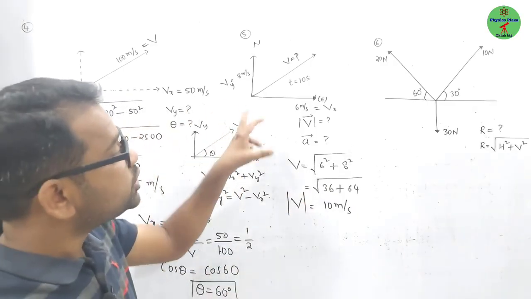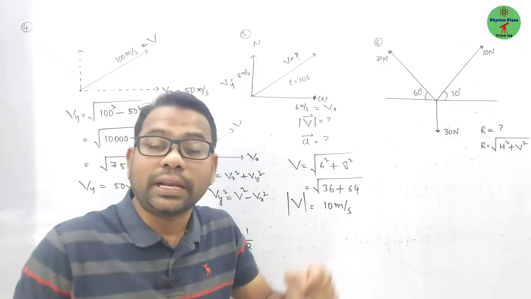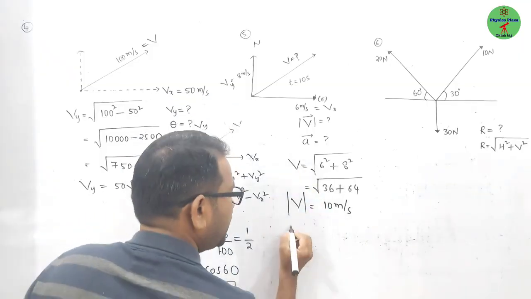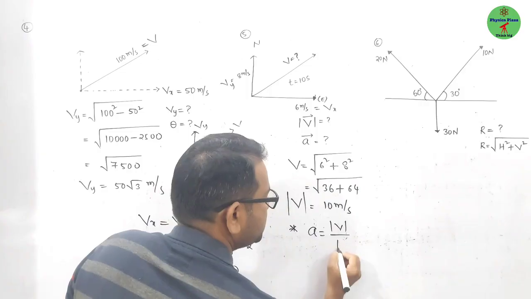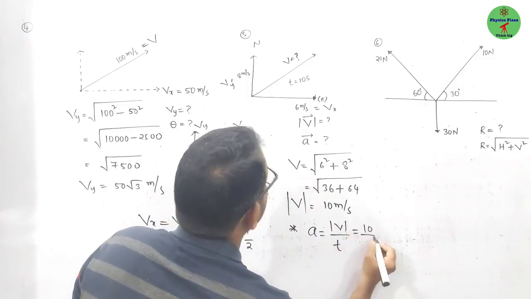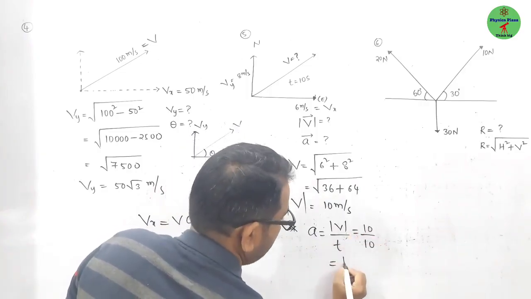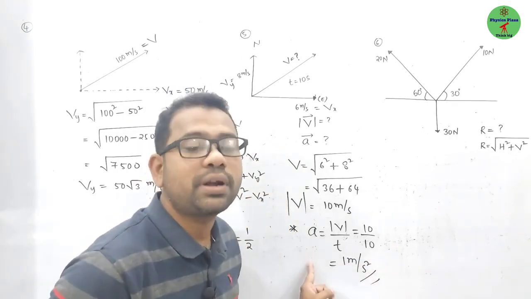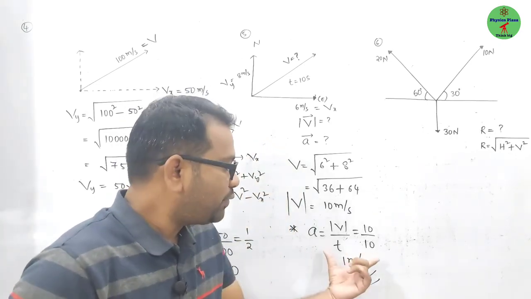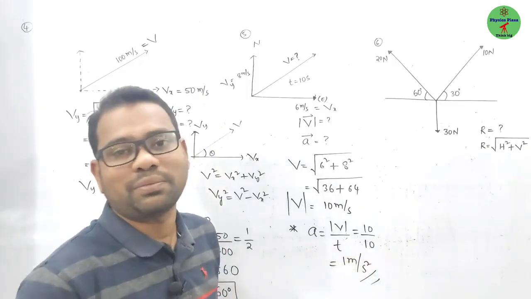Now, as there is a change in the direction of the velocity, definitely it has some acceleration. So how to calculate the acceleration, children? Acceleration is equal to velocity by time. Velocity is given as 10, time is 10 seconds. So here it is 1 meter per second square. It is a simple concept of kinematics. Here you don't need vector knowledge.